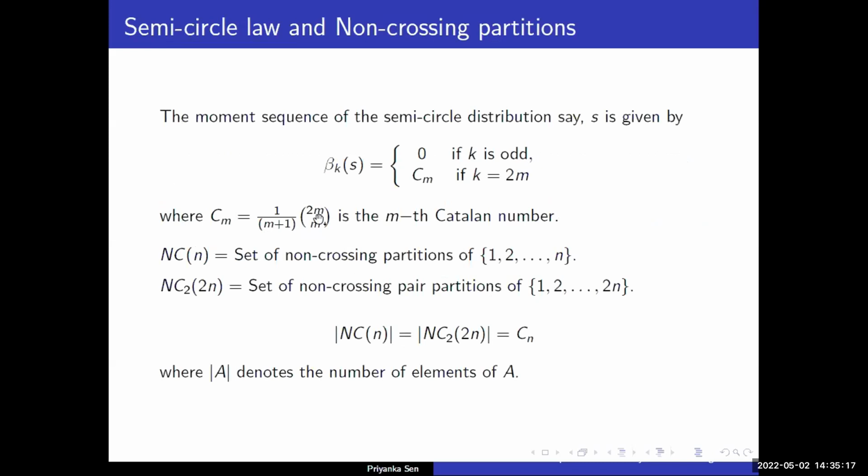Now, since this breakthrough, the semicircle law has been studied a lot. People studied its limits and moments: the odd moments are 0, and the even moments are given by Catalan numbers. The 2m-th moment is given by the m-th Catalan number. Where non-crossing partitions play a role is this: if we consider the non-crossing partitions on 1 up to n and the non-crossing pair partitions on 1 up to 2n, then their counts are equal, and they are equal to the n-th Catalan number. So this is where non-crossing partitions play an important role in the semicircle distribution, as the moments can be written simply as the number of non-crossing partitions on 1 up to n, or the non-crossing pair partitions on 1 up to 2n. We remember this fact and use it later.